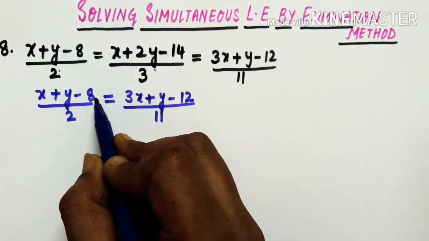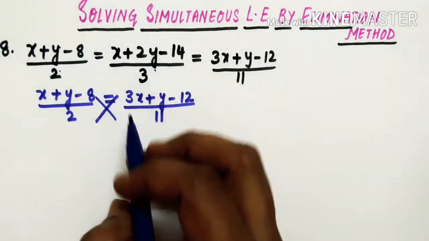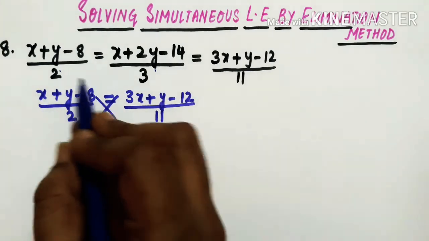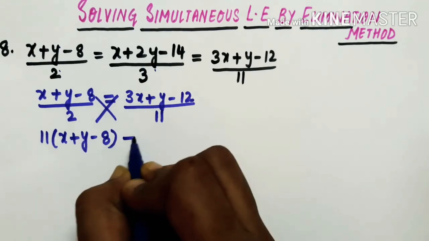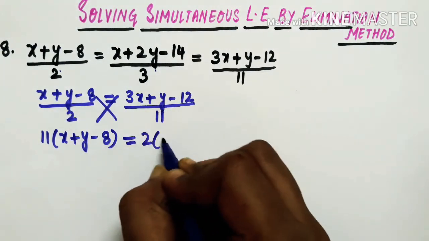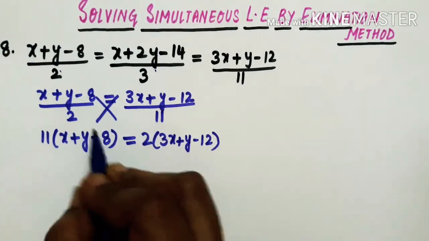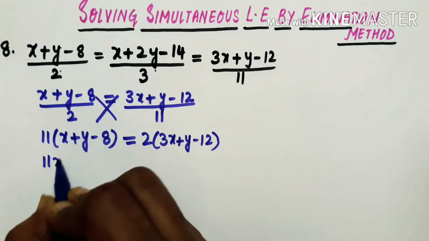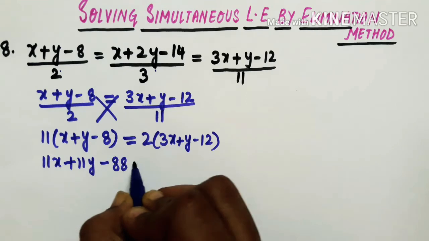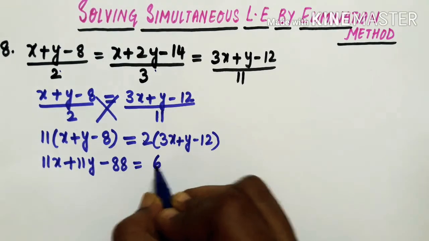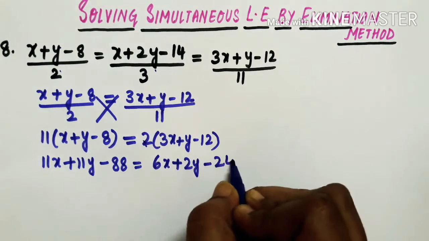Equality sign is there, so let us do the cross multiplication. Now 11 into this whole expression, 11 into (x plus y minus 8), equals 2 into this whole expression, 2 into (3x plus y minus 12). Let us now multiply this. 11 into x, 11x, plus 11 into y, 11y, minus 11 8s are 88, equals 2 3s are 6x plus 2 into y, 2y, minus 2 12s are 24.